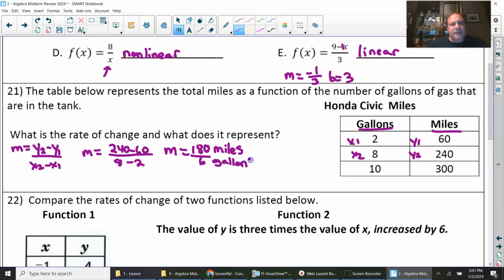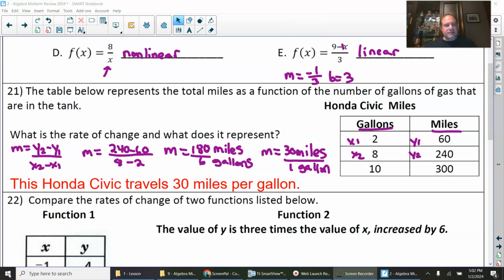So when you solve it, when you divide these, you get 30 miles per gallon. And that's how you figure out what it represents according to what is going on in the function, in the actual question. And that's exactly what it is. This Honda Civic travels 30 miles per gallon.